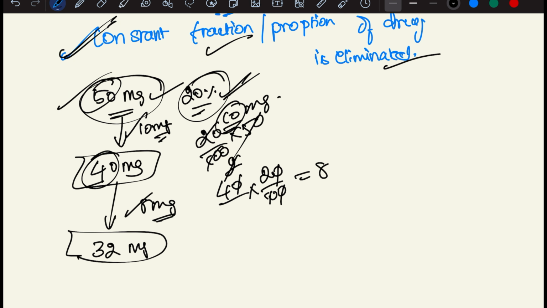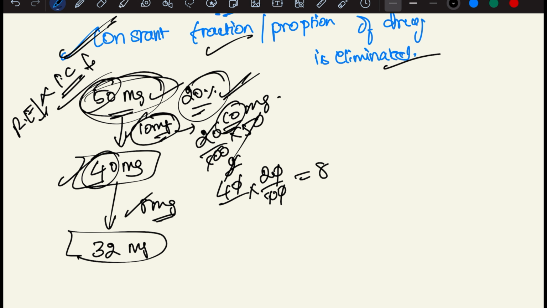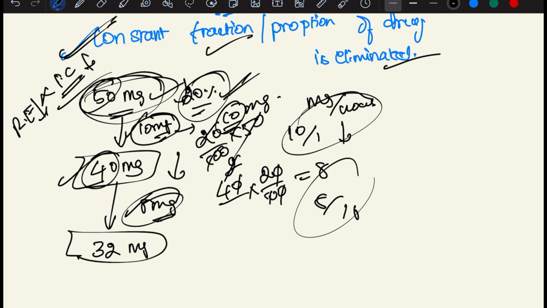So here, as we can see, the rate of elimination is directly proportional to the plasma concentration. Initially the plasma concentration was 50. After the first hour, the plasma concentration decreased to 40 milligrams. The plasma concentration decreased, so the rate of elimination also decreased. What is the rate of elimination? As I said, milligrams per hour. So 10 milligrams per hour, then here the rate of elimination is 8 milligrams per hour. See, the rate is also decreasing. As the plasma concentration decreases, the rate of elimination also decreases. This is the actual meaning of first order reaction.